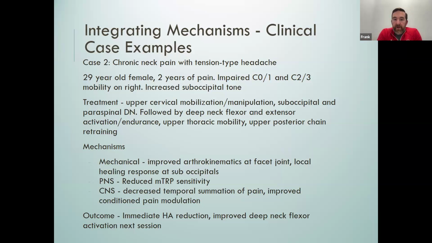My dosing might change a bit if she's super centrally sensitized. I might not go right for the manipulation that I know will fix it. I might start with more of a gentle mobilization, maybe some oscillations, then we'll go into some suboccipital and paraspinal dry needling.